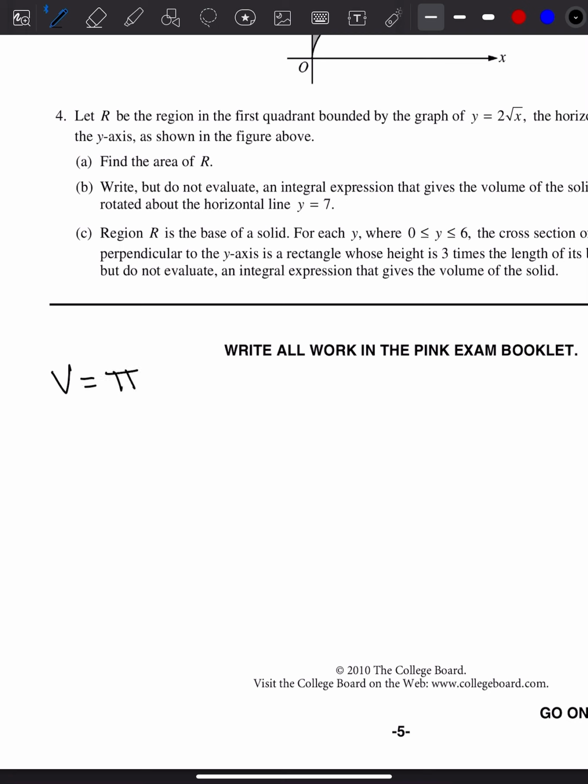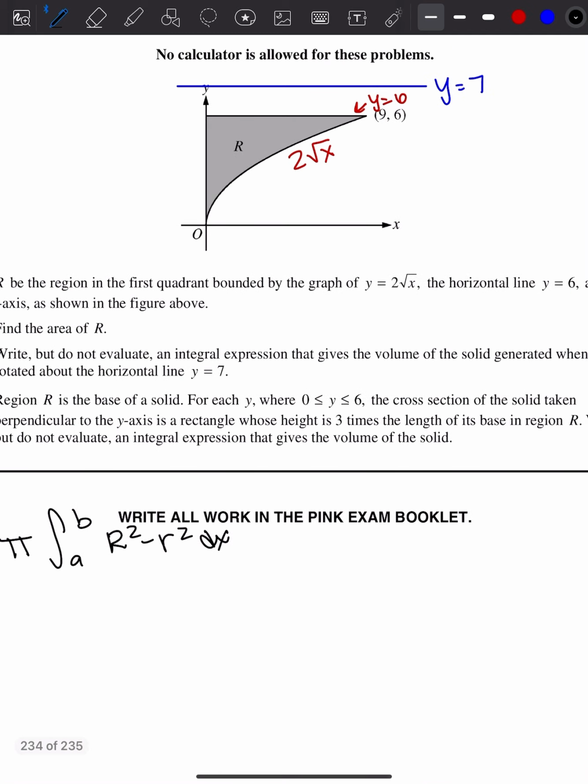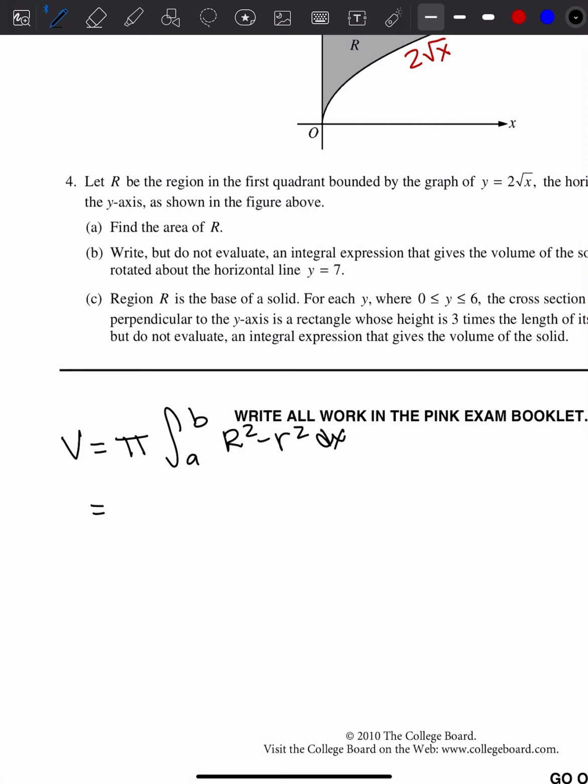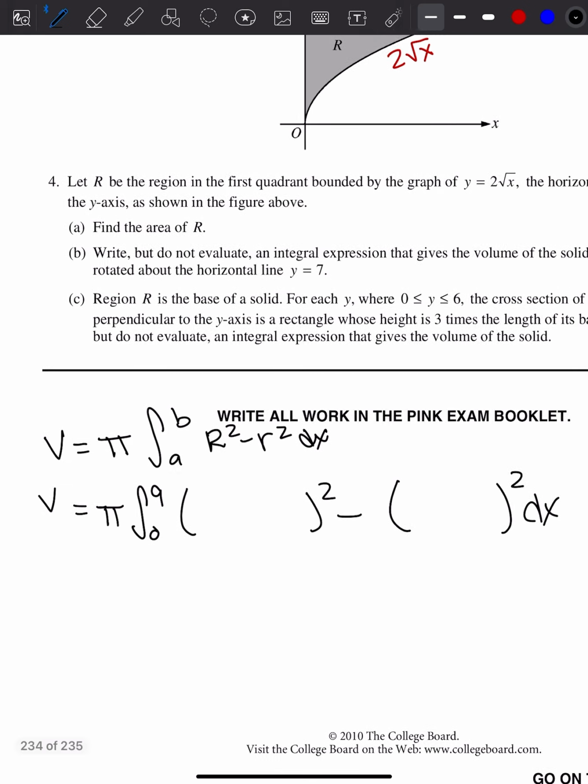is our volume is equal to pi times the integral from a to b of big R squared minus little r squared. So we need to decide what big R squared is, what little r squared is, and our bounds. Thankfully, our bounds are exactly the same from the last problem. We're looking between 0 and 9 because that is the region R. So our volume is going to be pi, the integral from 0 to 9. We really need to figure out what big R squared and little r squared are. So I'm going to go ahead and add in those parentheses.